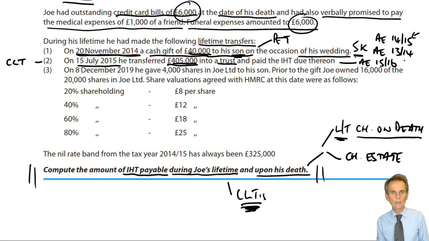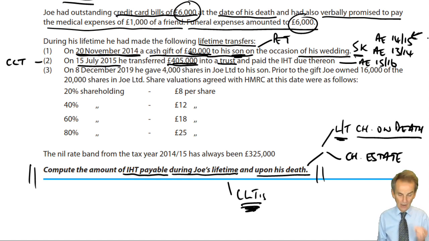Remember, when dealing with CLTs on the very first IHT computation we prepare, lifetime transfers chargeable when made, we ignore any pets, other than the fact that, as we've just seen, they would have taken advantage of any annual exemptions that existed. But other than that, the first and only computation for lifetime transfers chargeable when made is going to be the transfer into the trust.